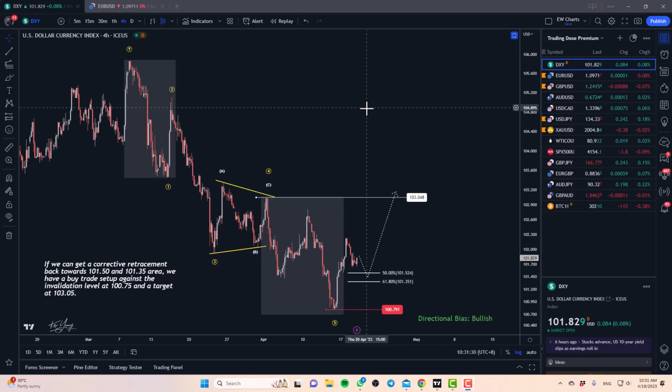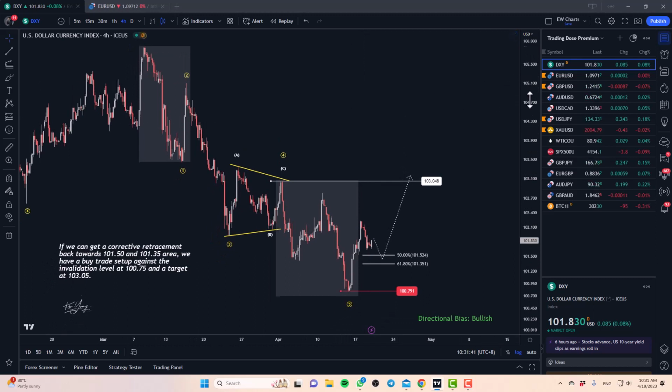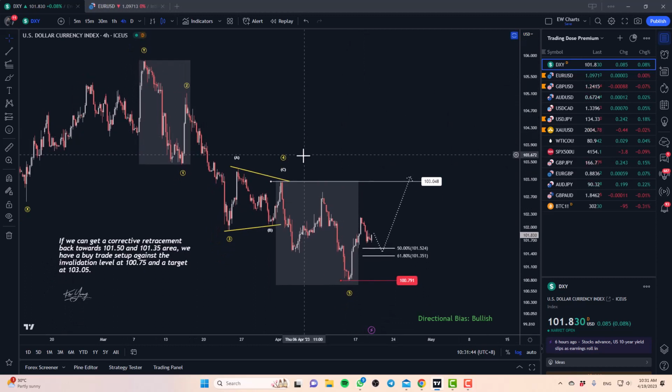So as usual, what we're going to do is walk you through some of the charts over here, update you for the midweek, and we'll be talking about some opportunities for the week as well. Okay, so first up, as usual, we're going to look into the dollar index.